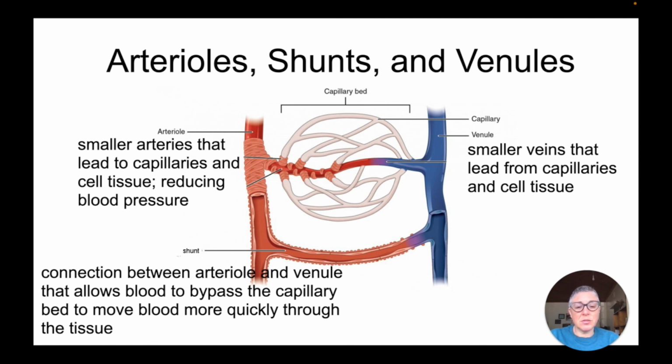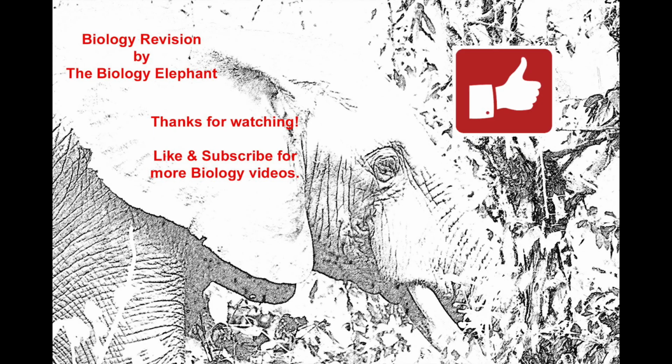So that takes us through the types of blood vessels that you would find in the human body.